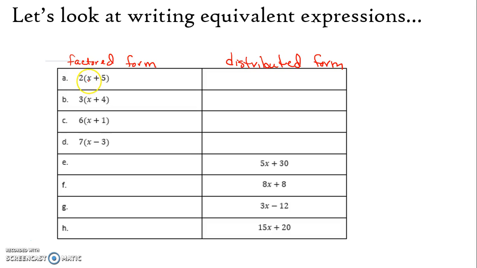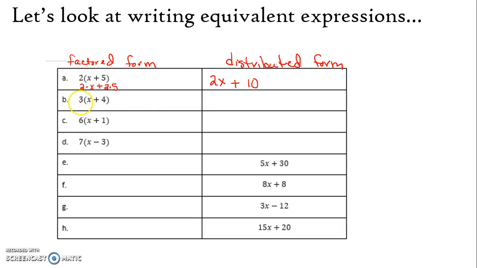So 2 times x is 2x plus 2 times 5 is 10. That's 2 times x plus 2 times 5. So you can write it in distributed form as 2x plus 10, or in factored form, what do those have in common? They have the 2 in common. 2 can get pulled out front. On the inside of parentheses, you'd be left with your x plus 5.